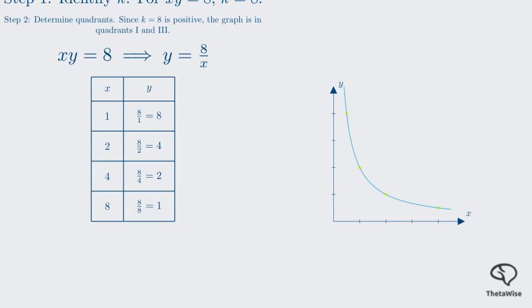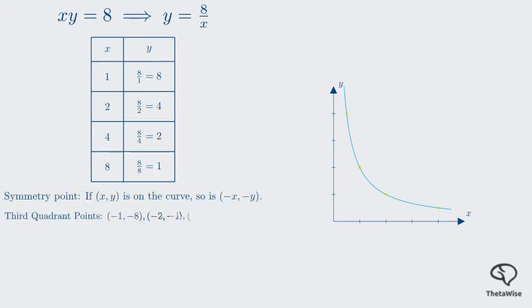The solution in the textbook is correct, but let's take it a step further. We can find the corresponding points for the third quadrant using symmetry. If (x, y) is a point on the graph, then so is (-x, -y). So the points in the third quadrant will be (-1, -8), (-2, -4), and so on. We can then sketch the second branch through these points. Remember to label the entire curve as xy equals 8. And that's the complete graph of xy equals 8, with both branches correctly placed.